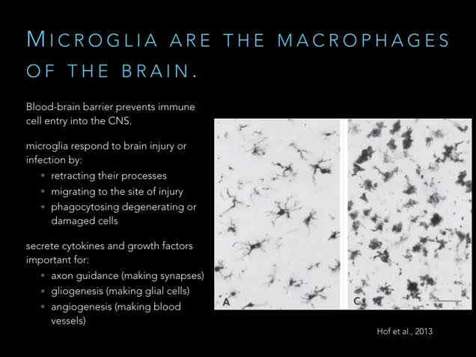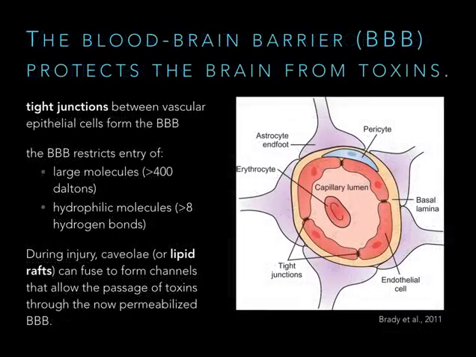Kind of cool stuff. Microglia do a ton of things. In addition to acting as macrophages, they're going to send out a bunch of growth factors as well to help guide axons and regulate where blood vessels grow and stimulate the production of new glia like oligodendrocytes and astrocytes. So microglia, while they are largely macrophages, they also have other functions.